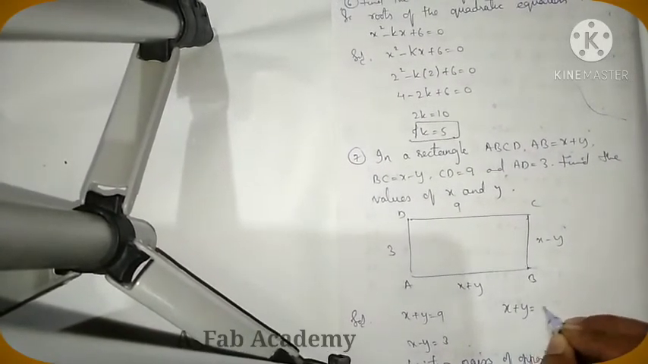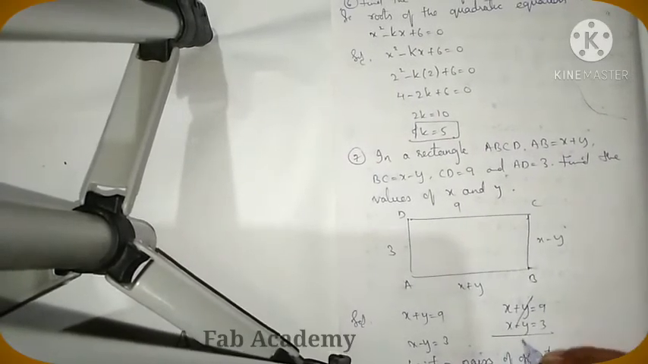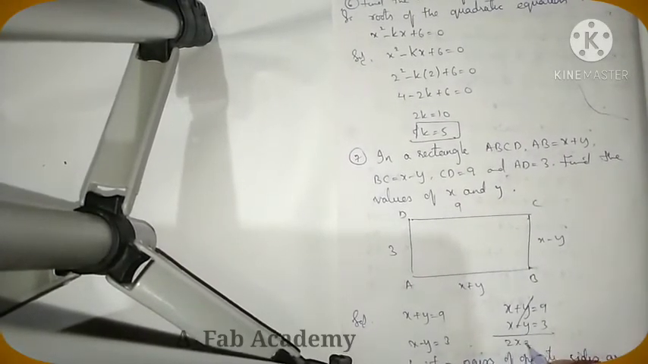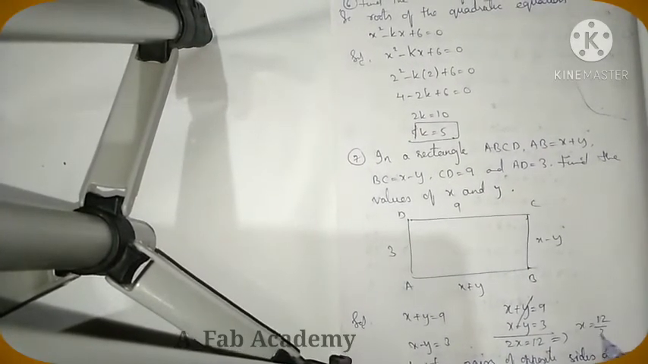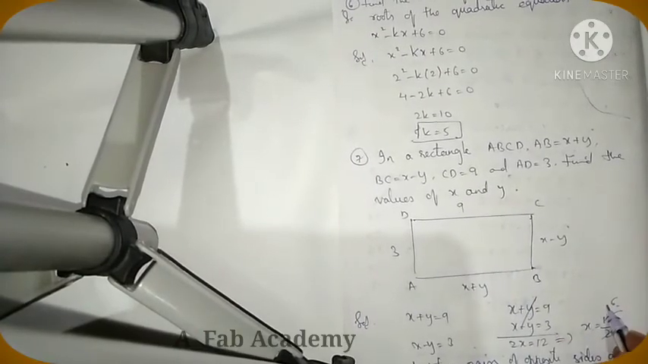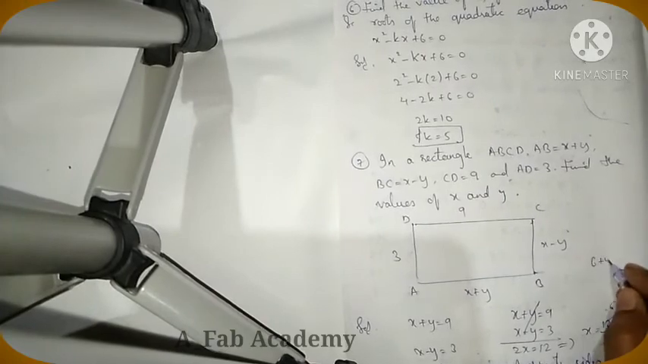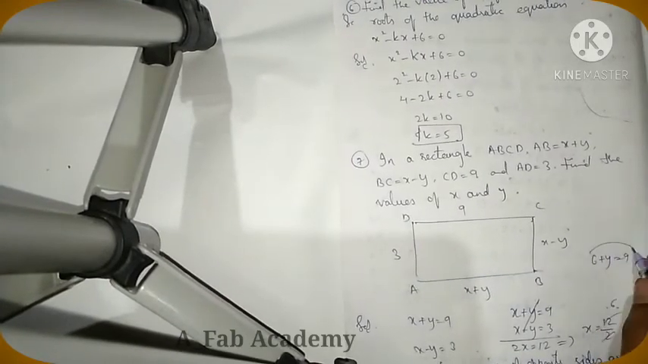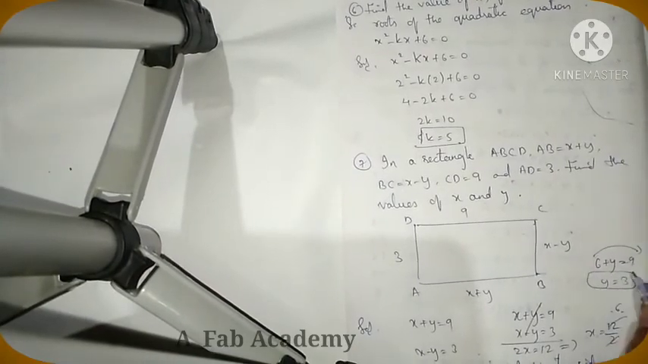x plus y equals 9, x minus y equals 3. This y gets cancelled, elimination method, 2x equals 12. For this x equals 12 by 2, 2 sixes are 12, x value you will get 6. So you can substitute this in the first equation, that is 6 plus y equals 9. Send the 6 to the other side, you will get y equals 9 minus 6, which is 3.